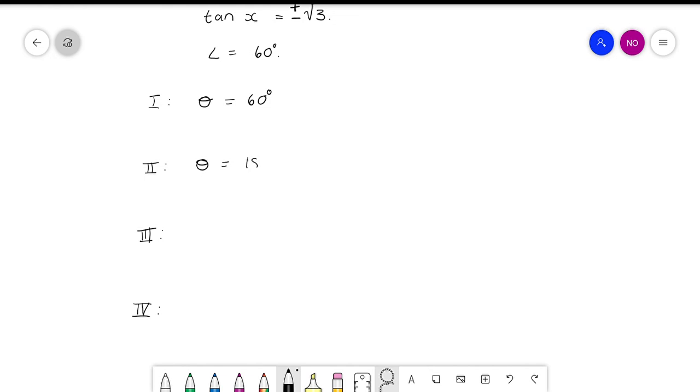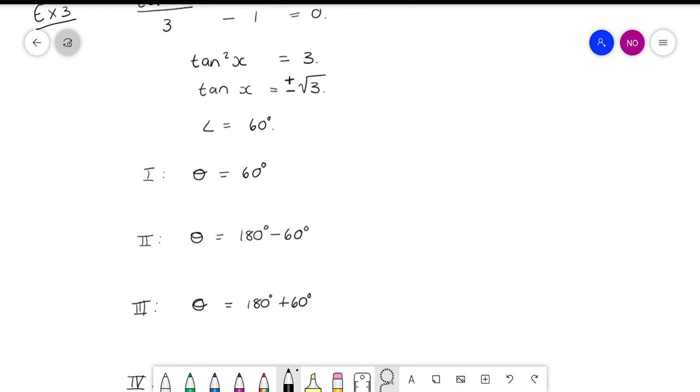Here it will be 180 degrees minus 60. Here it will be 180 degrees plus 60. And here it will be 360 degrees minus 60. Okay, so these we don't see often where there's a square there. But just remember, if you're getting rid of a square, then you have to say plus or minus.